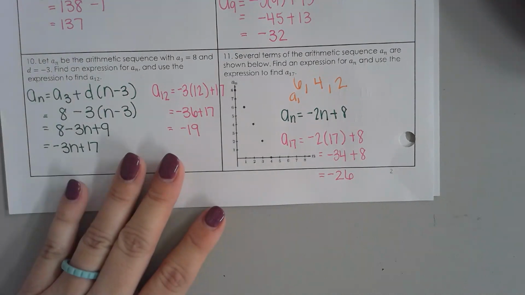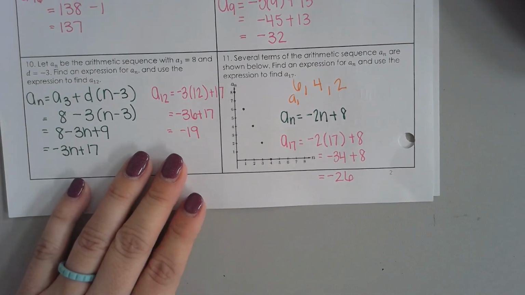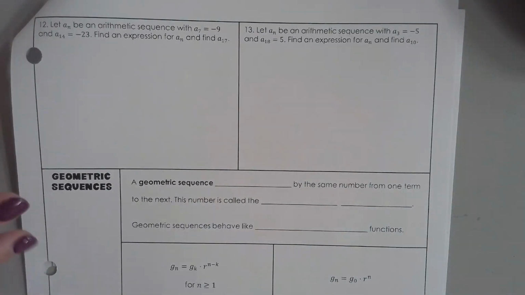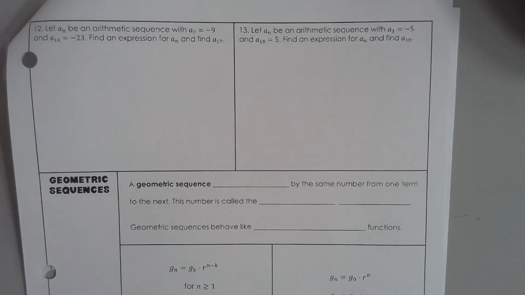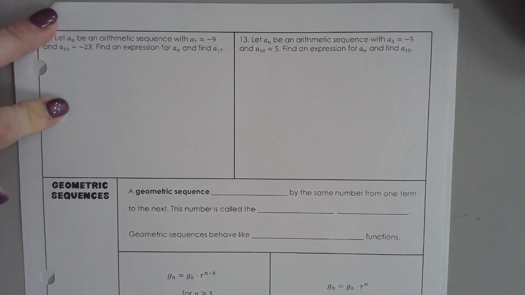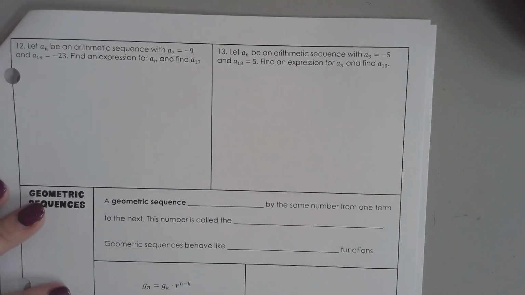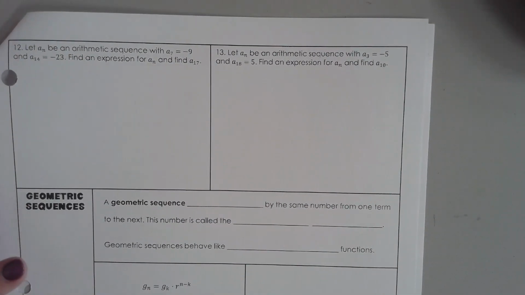Are there any questions? All right, got 2 more to do, and then we're going to stop with the notes. Let a_n be an arithmetic sequence with a7 equals negative 9 and a14 equals negative 23. Find an expression for a_n and find a17. You're not given your common difference.